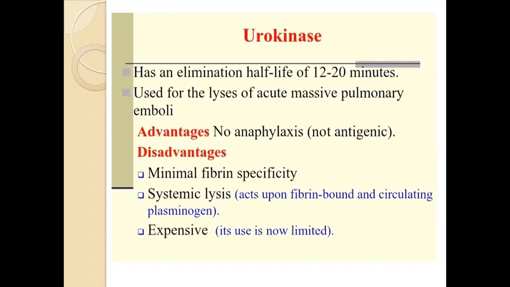Urokinase has an elimination half-life of 12 to 20 minutes and is used for the lysis of acute massive pulmonary emboli. Advantages are no anaphylaxis, it is not antigenic. Disadvantages are minimal fibrin specificity, systemic lysis acting upon fibrin bound and circulating plasminogen. It is expensive, so its use is now limited.